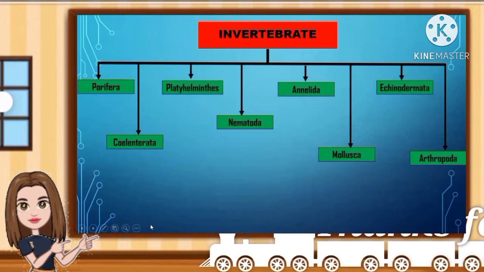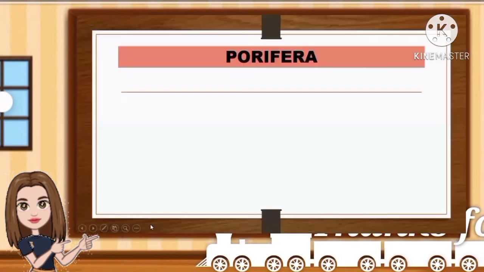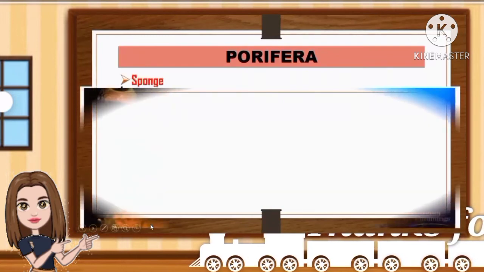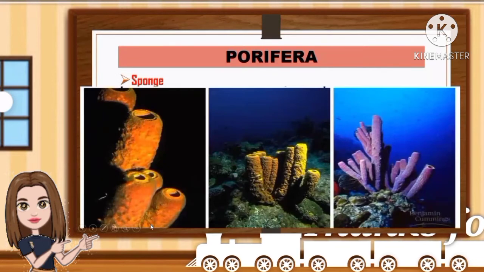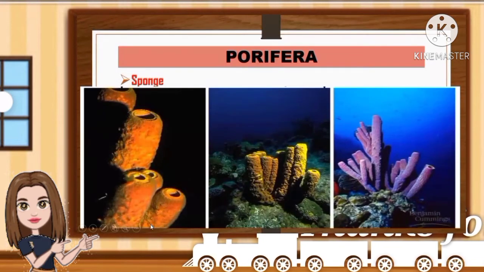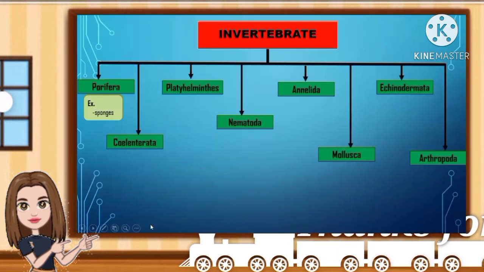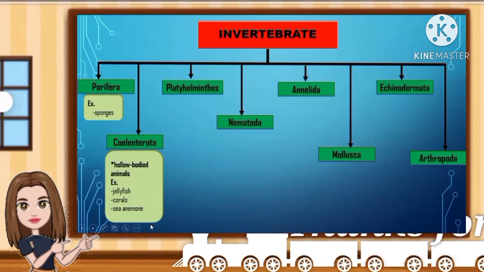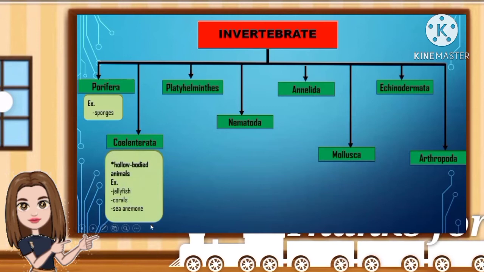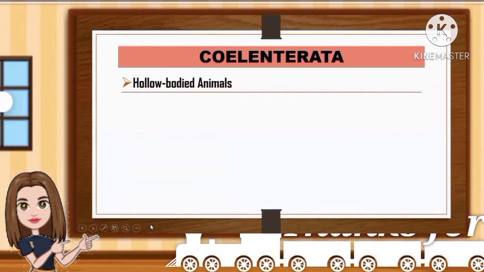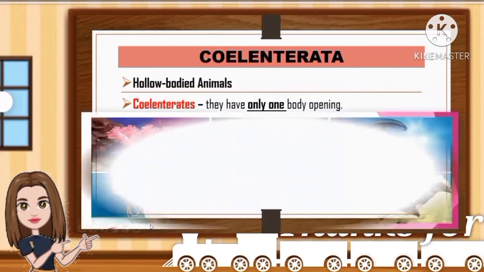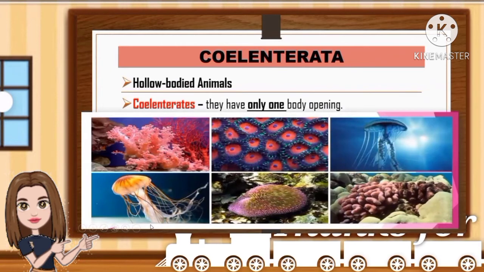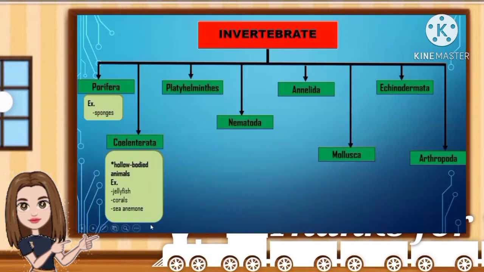Let's study first the phylum Porifera, or the sponges. They are simple invertebrates that appear like vases with an opening on top. Here are some examples of pictures of phylum Porifera. Second, we have the phylum Coelenterata, hollow-bodied animals like jellyfish, corals, and sea anemones belong to this group. Coelenterates have one body opening. They have finger-like structures called tentacles around their mouth opening.